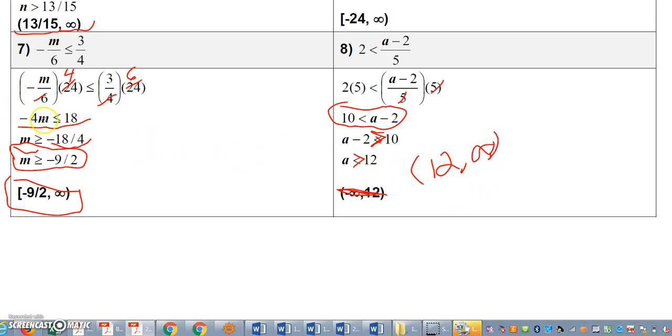Okay? So anyway, that pretty much completes this section on solving linear inequalities. Now I've got another section I want to show you that involves solving those compound inequalities. So we'll do that next.